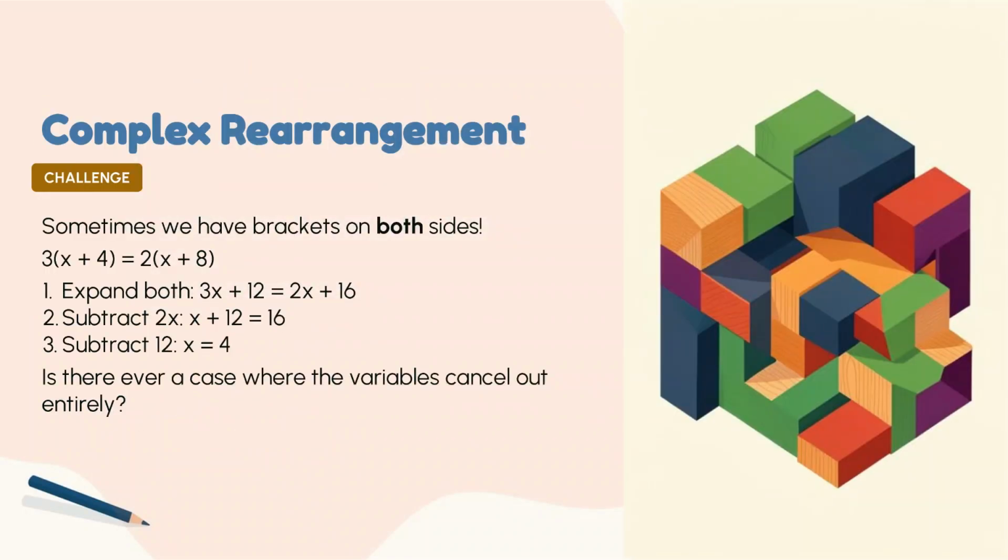Sometimes we have brackets on both sides of the equation. For example, 3(x + 4) = 2(x + 8). First, expand both sides. That gives 3x + 12 = 2x + 16. Next, subtract 2x from both sides. That gives x + 12 = 16. Then subtract 12 from both sides. So x = 4. The key is not to panic when both sides have brackets. Expand both sides first, then solve as normal.